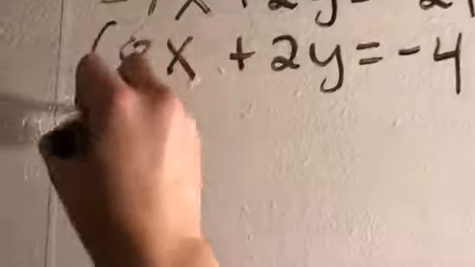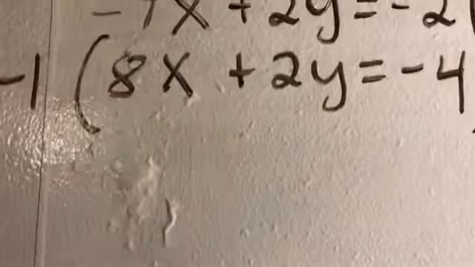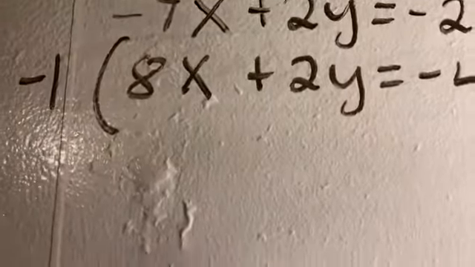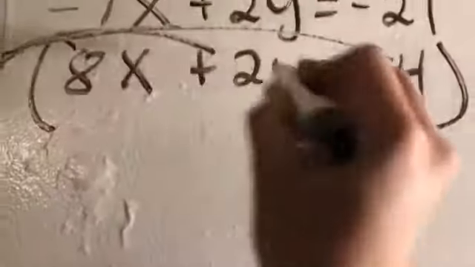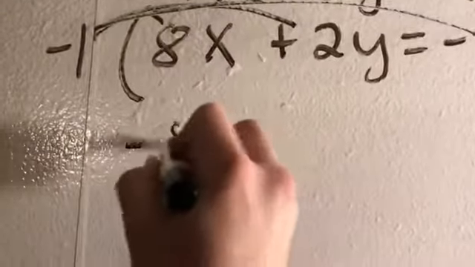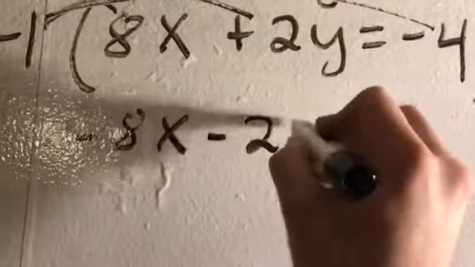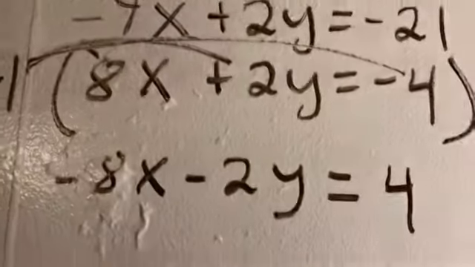So I'm just going to take this bottom equation and multiply the entire thing by negative 1, because I just need to change this to a negative 2. So remember, that distribution though needs to go to all three parts of the equation. So negative 1 times 8x is negative 8x. Negative 1 times 2y is negative 2y. Negative 1 times negative 4 is positive 4.